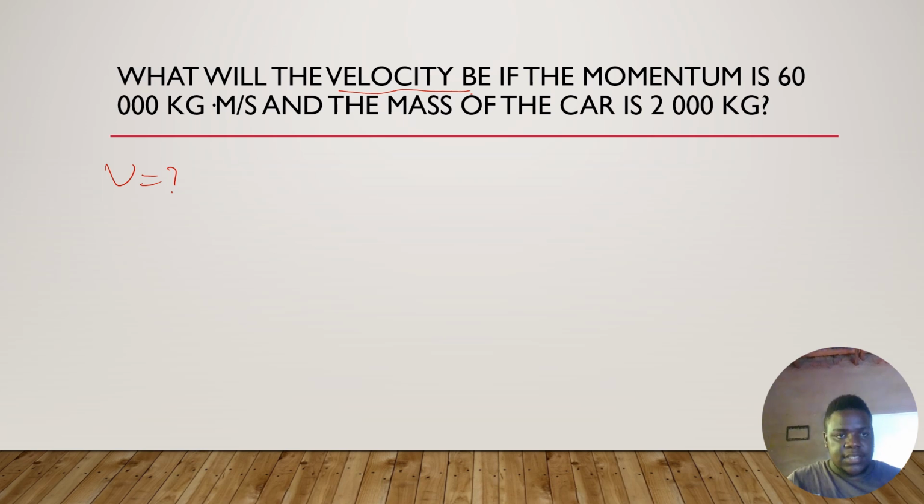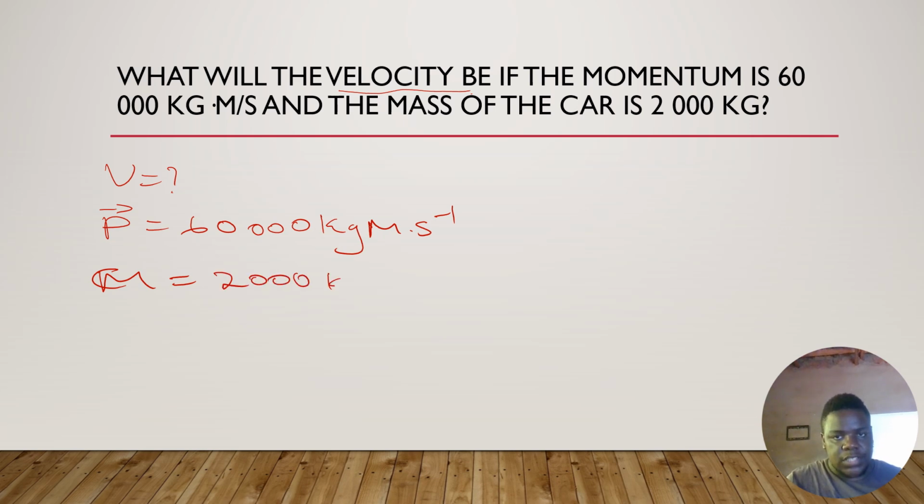Our car's momentum is equal to 60,000 kg meter per second. Now, the car's mass is equal to 2,000 kg. Now, you can pause it here and continue with the example.